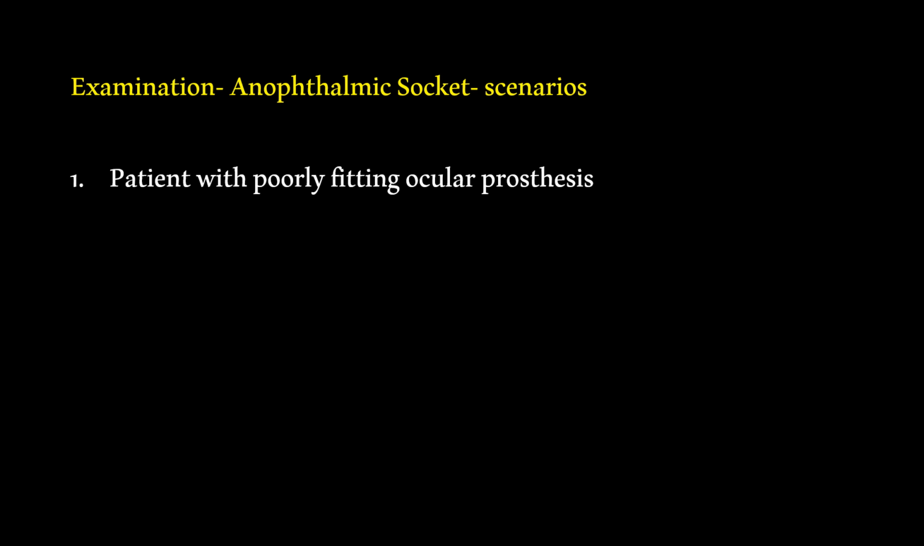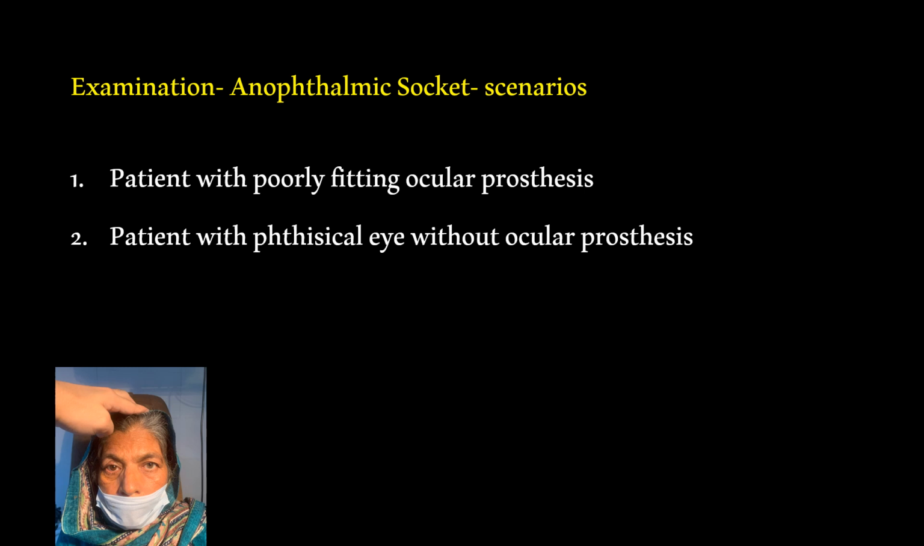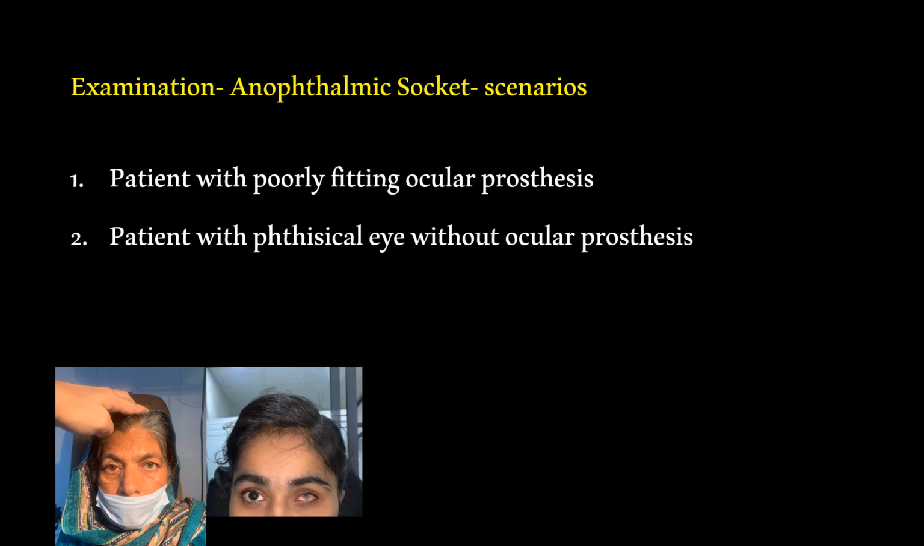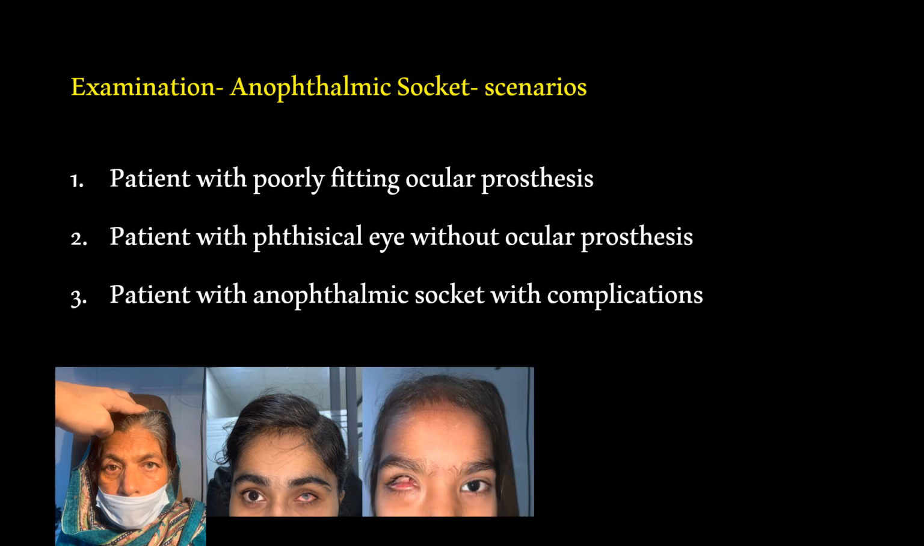So these are the different scenarios which I can think of when I think of an anophthalmic socket. First is the patient with a poorly fitting ocular prosthesis like this one. The management here is basically the management of the prosthesis and the orbital volume. The second is a patient with a tricycle eye without an ocular prosthesis like this one. The third scenario which you can get is a patient with an anophthalmic socket with associated complications where you might need some additional procedures to correct the eyelids. And then the fourth scenario would be a patient with a contracted socket, if they really want to test your advanced knowledge.